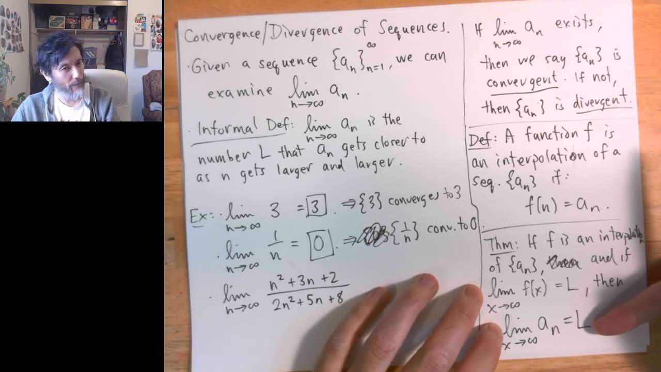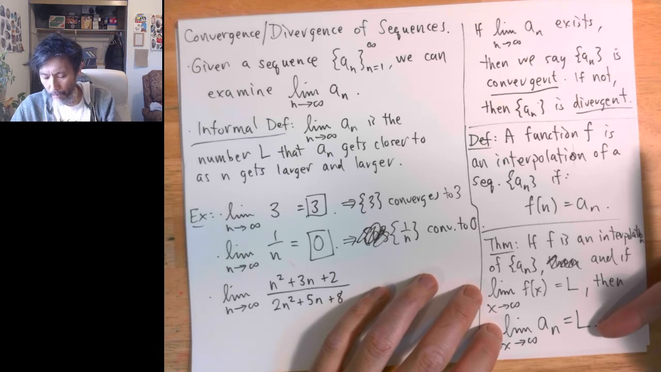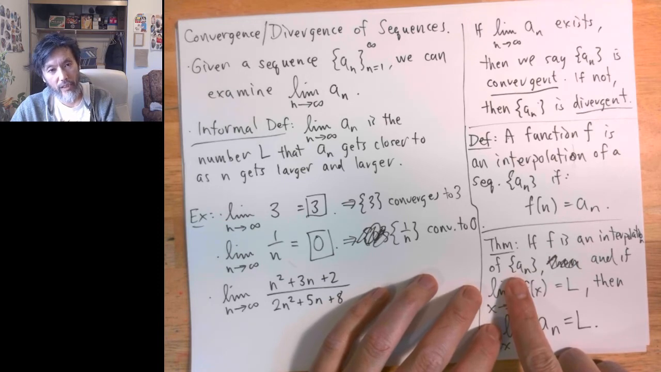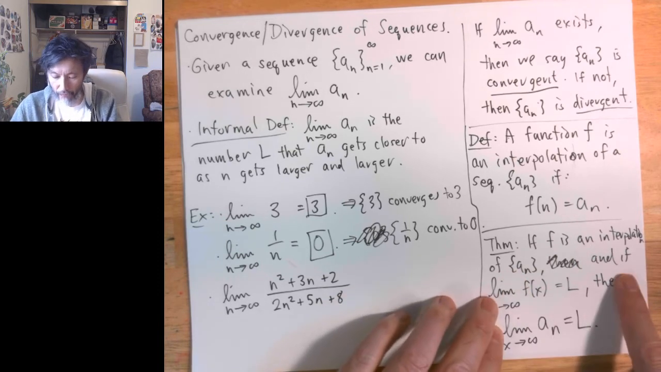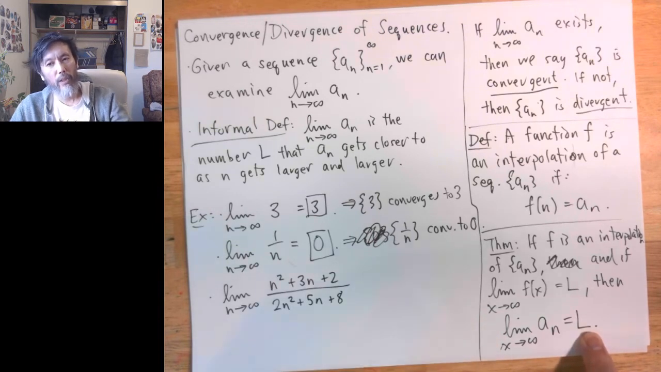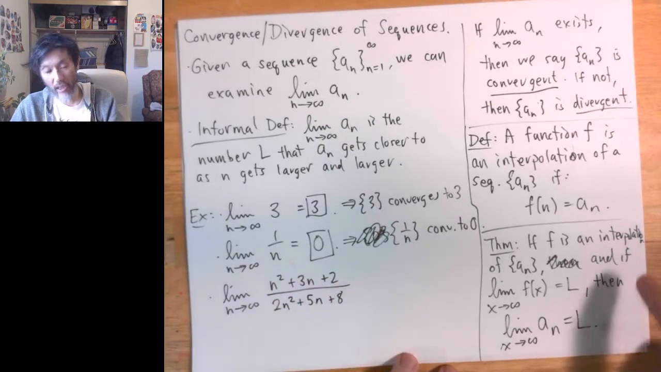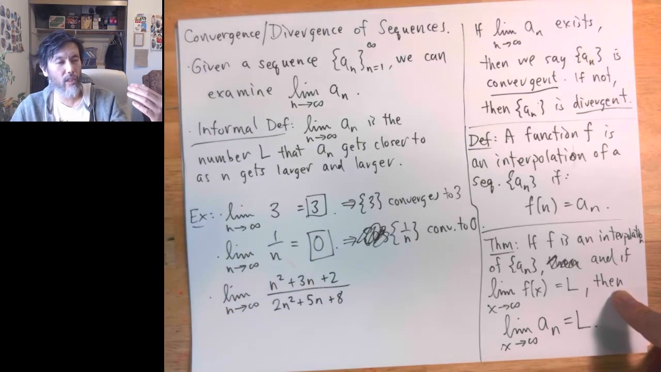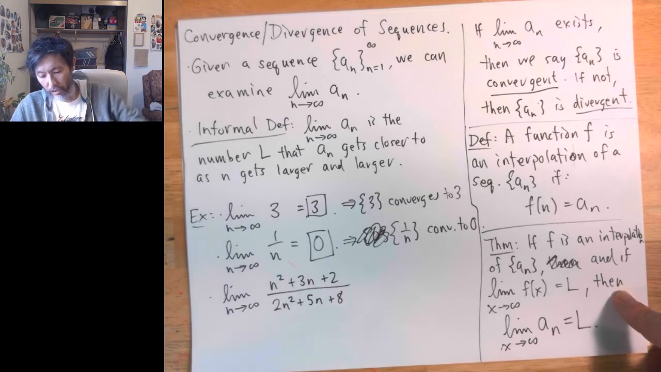The second comment I want to make. Please notice this is an if-then statement. Suppose f is an interpolating function for the sequence a sub n. If the limit of the function exists, then the limit of the sequence exists and is the same value. But a big question is why this is an if-then statement and not an if and only if statement. That is to say, is the converse of this statement true or is it false? What do you think?